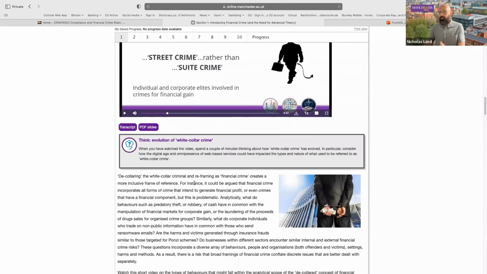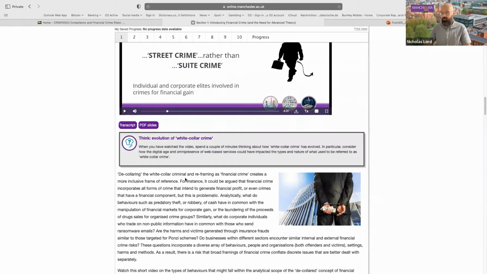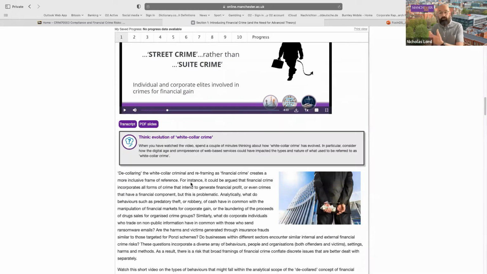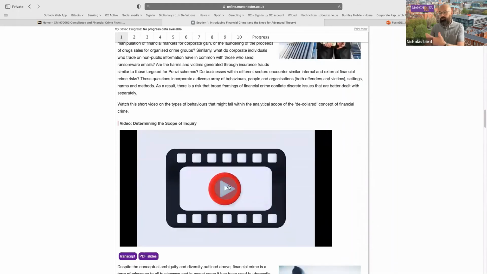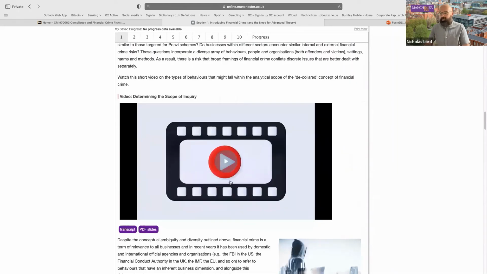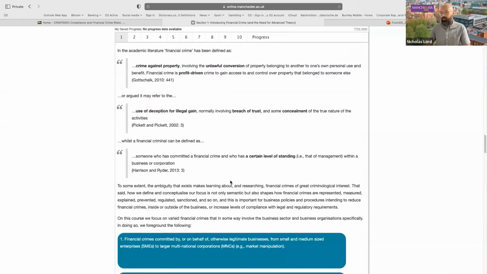You'll then be given short tasks, such as to think, in this case, about the evolution of white-collar crime, where you watch the video, spend a few minutes thinking about the concepts or the ideas from the videos as well, before we then move on to some more textual materials, some more video content as well.